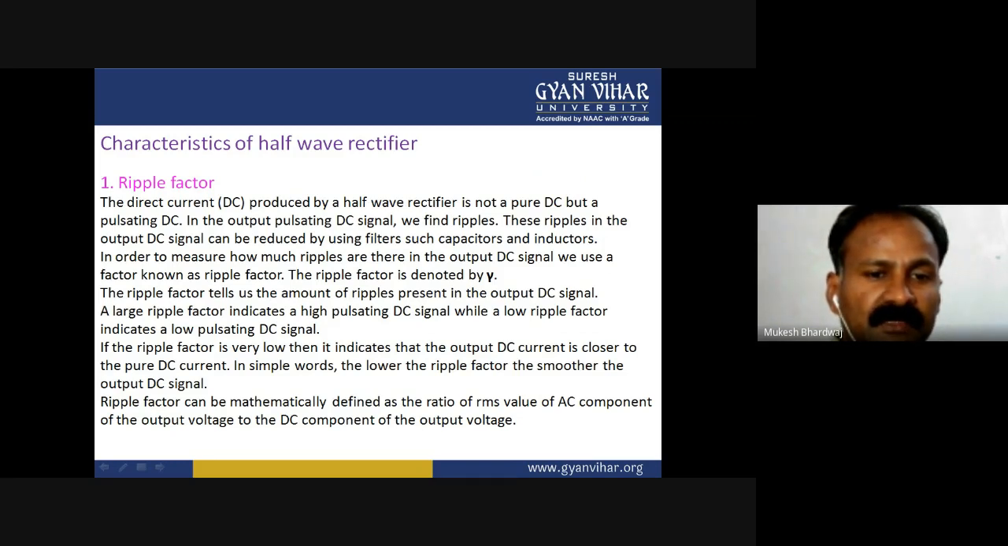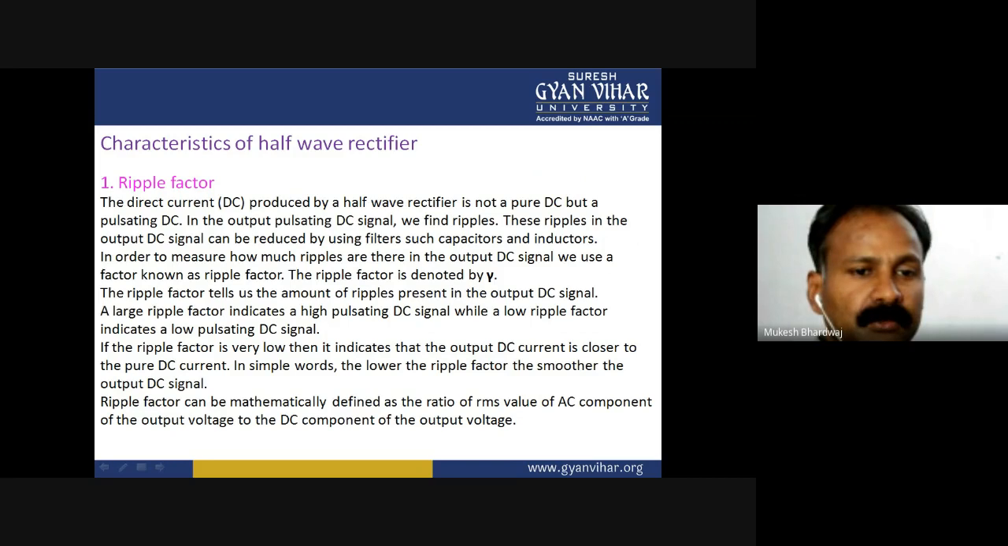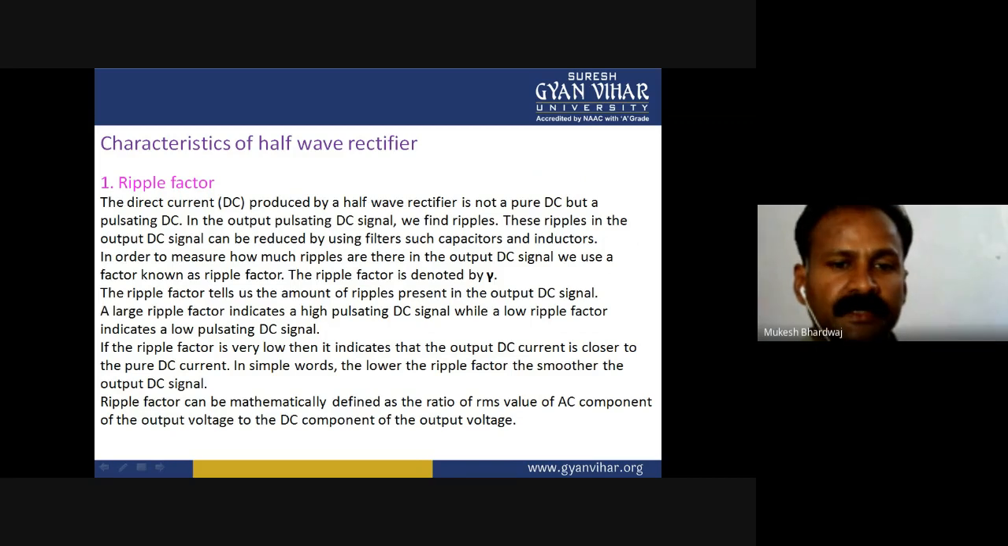The ripple factor tells us the amount of ripples present in the output DC signal. A large ripple factor indicates a highly pulsating DC signal, while a low ripple factor indicates a low pulsating DC signal. If the ripple factor is very low, then the output DC current is closer to pure DC current. In simple words, the lower the ripple factor, the smoother the output DC signal. Ripple factor can be mathematically defined as the ratio of the RMS value of the AC component of the output voltage to the DC component of the output voltage.